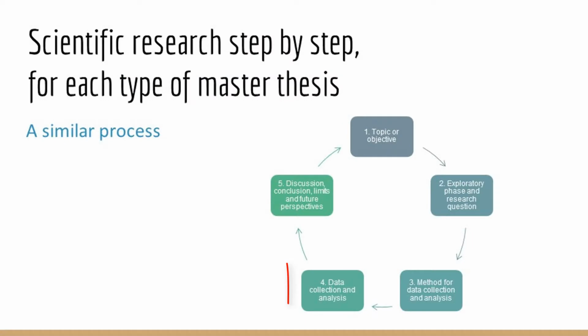Once you've determined your method, you can go on and do it. So that's the phase of data collection and analysis. You go on the field, go in literature, get all the data you need, and start analyzing as you described it in the previous stage. Then you move on to the analysis and the results. A very important phase in all types of research.